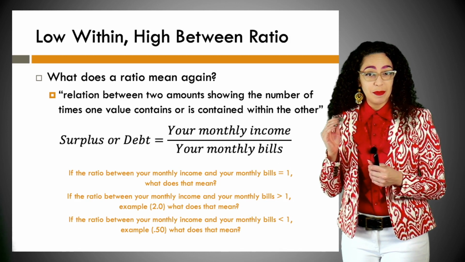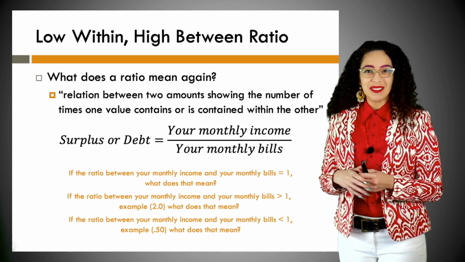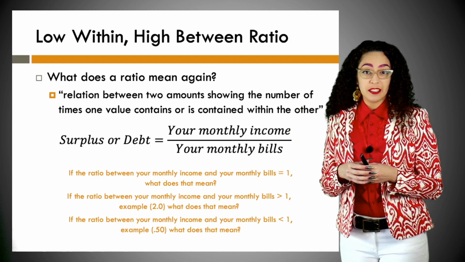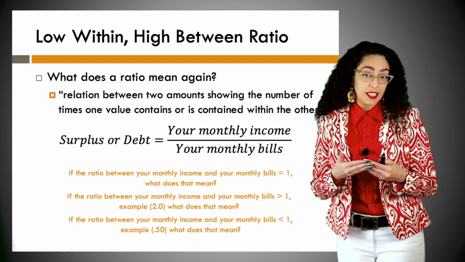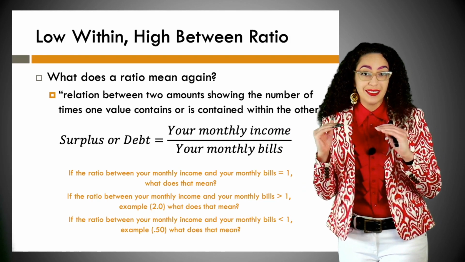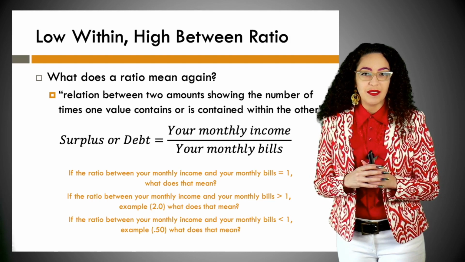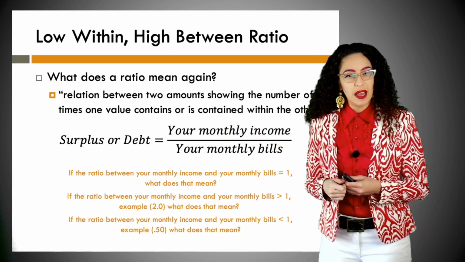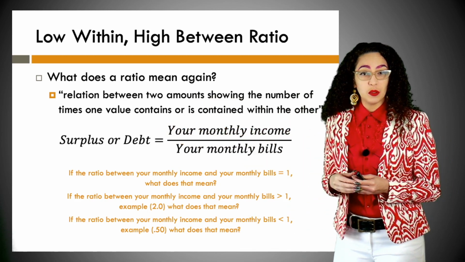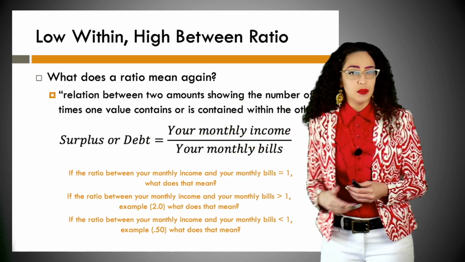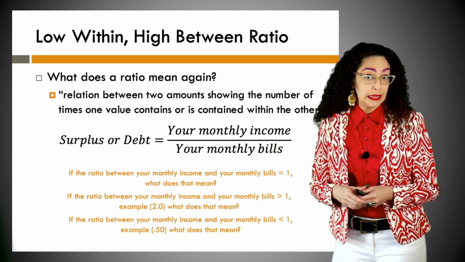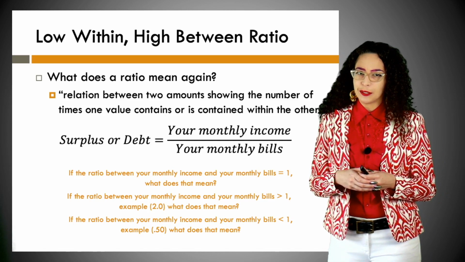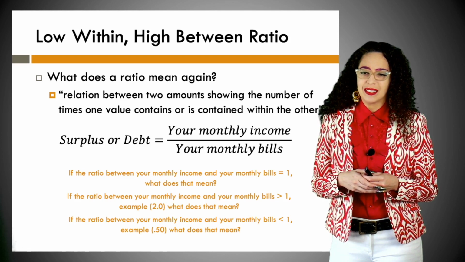You probably have some monthly income, and you probably have some monthly bills. Now, depending on the value of each of these, you could either be left with a surplus, a debt, or have exactly 0. You pay off all your bills and you have $0 left. Now, if the ratio between these two was equal to 1, what would that mean? If the ratio between these two was greater than 1, let's say a positive 2, what would that mean? And if the ratio was less than 1, let's say 0.5, what would that mean? Take a moment to think about this with your own lives and your own bills and your own incomes.